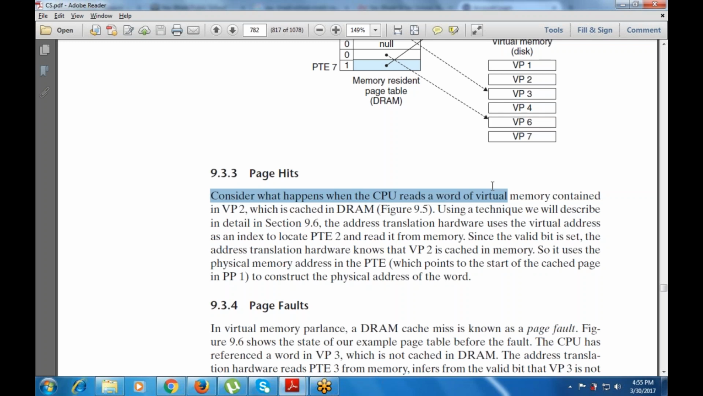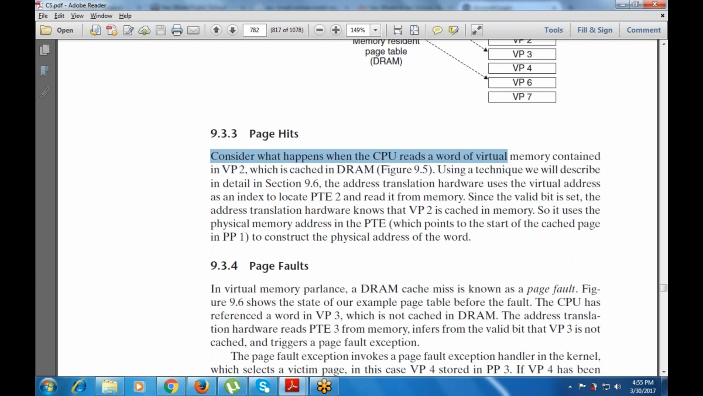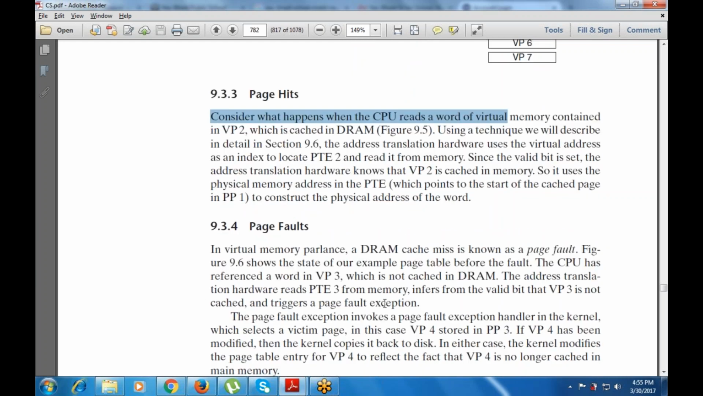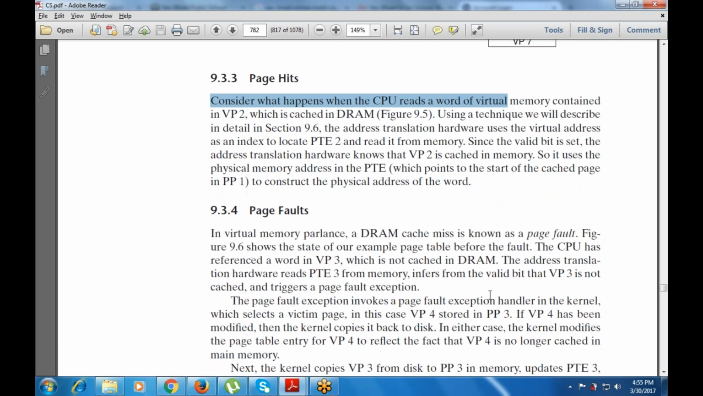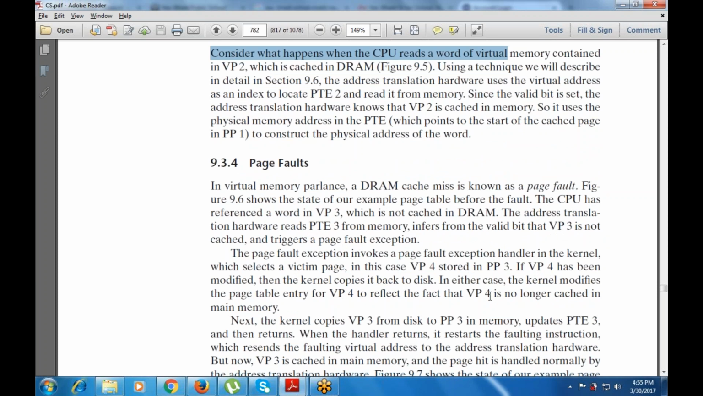Whenever there is a miss, it is known as a page fault. A miss means the virtual page is not cached in the DRAM. This figure shows the state of the page table before the fault, where the CPU references a word in VP3, which is not cached in the DRAM. The translation reads PTE3 from memory and infers from the valid bit that VP3 is not cached, which triggers a page fault exception.